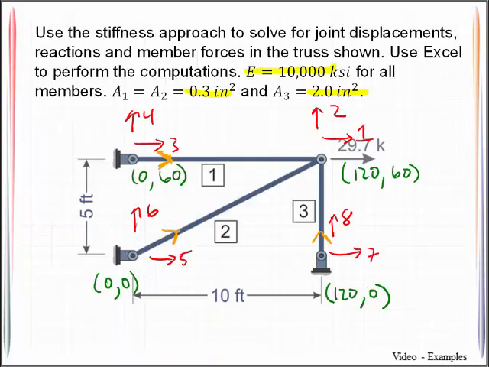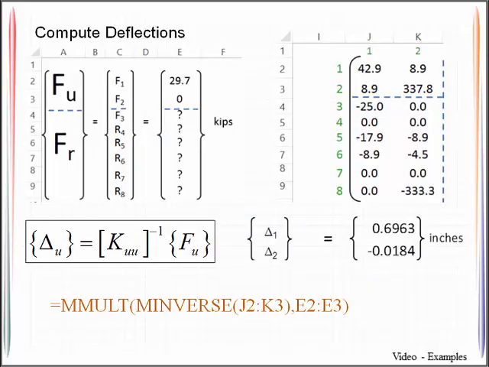differentiating between the KUU and the KRU. Next, we are going to need to assemble the force vector for the unrestrained degrees of freedom. So looking up here, we have 29.7 kips in degree of freedom 1, and we have no force in degree of freedom 2, and then all the remaining degrees of freedom are unknown reactions. So I get this, the F sub u, I've got that force in the degree of freedom 1, 0 in degree of freedom 2, and for the rest of them I acknowledge those are unknown for me right now.